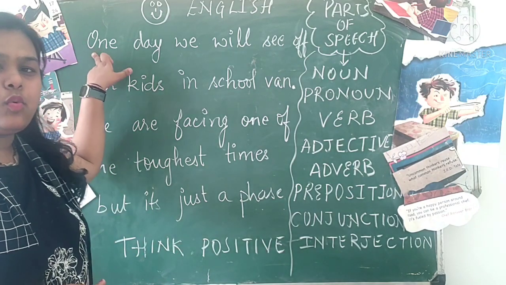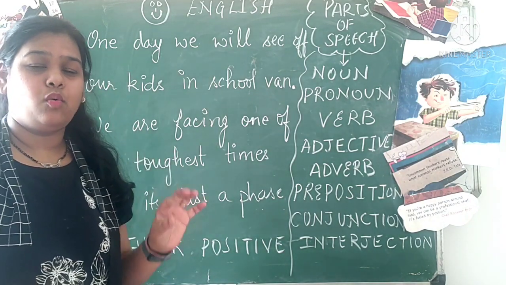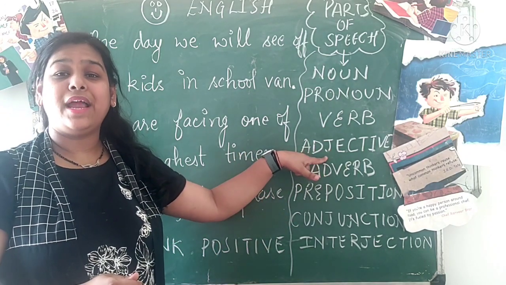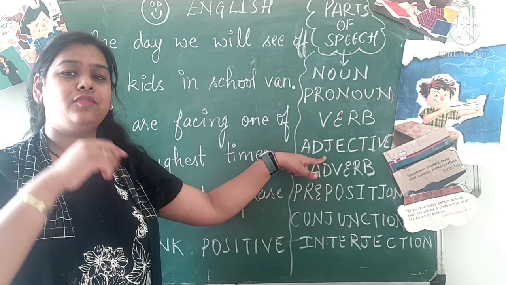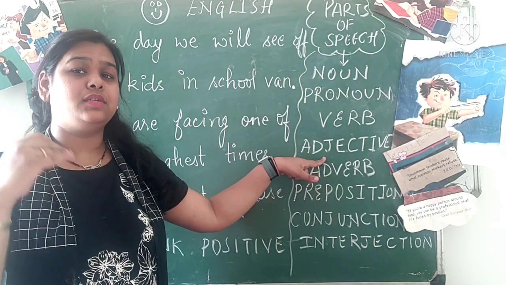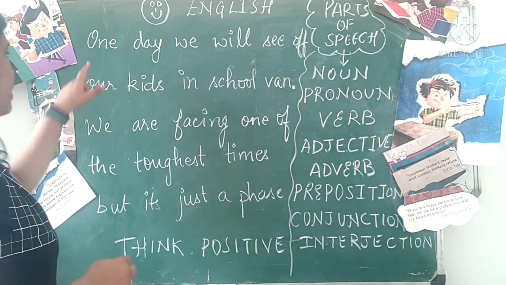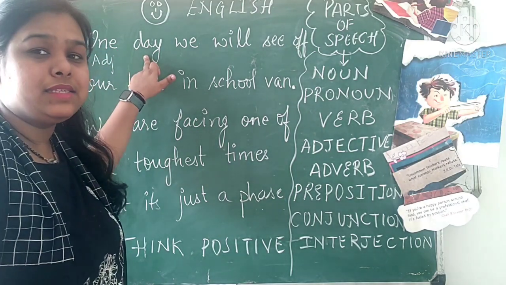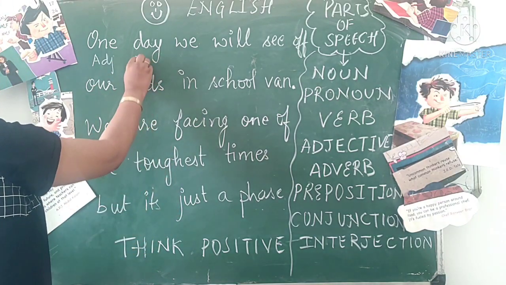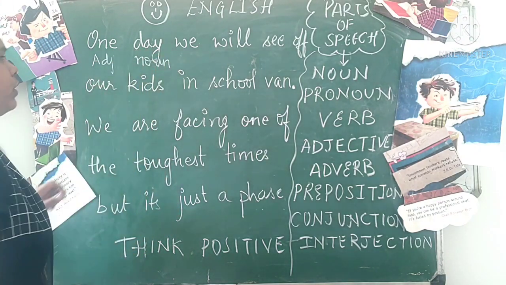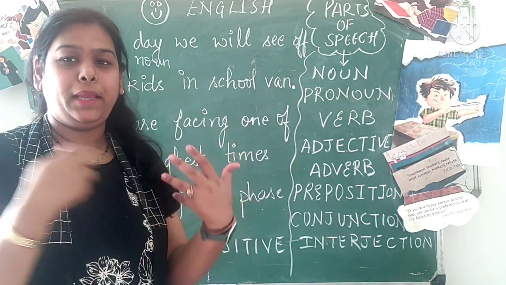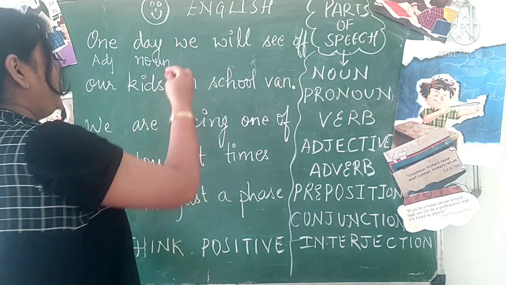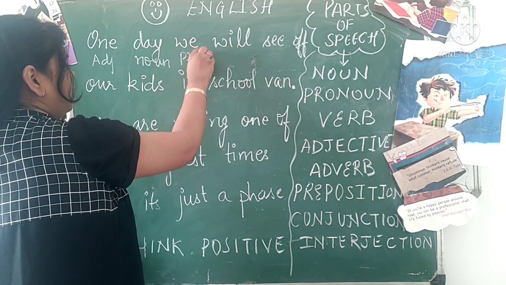The first word I've written here is one. What is one? It's simply a number, right? And number belongs to adjective. Adjectives tell us quality, numbers, quantity, right? So one is an adjective. Now what is day? Day is a noun. What is we? We means people, right? We are using it instead of a noun. So we becomes a pronoun.